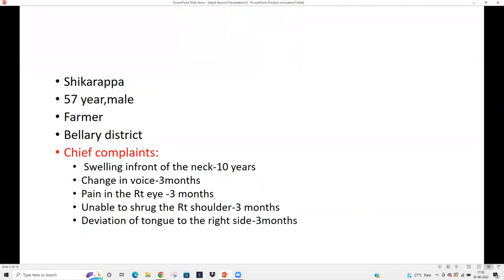My patient is Shekharappa. A 57-year-old male patient, farmer by occupation, resident of Bellary district, presented with a chief complaint of swelling in front of the neck for 10 years, change in voice for 3 months, pain in the right eye for 3 months, unable to shrug the right shoulder for 3 months, and deviation of tongue to the right side for 3 months.